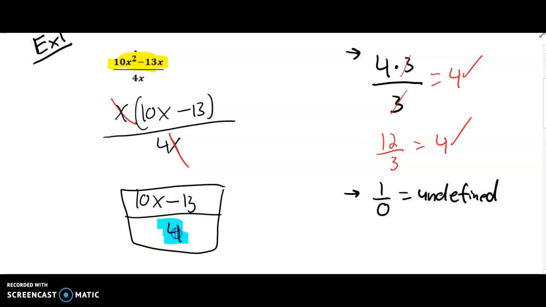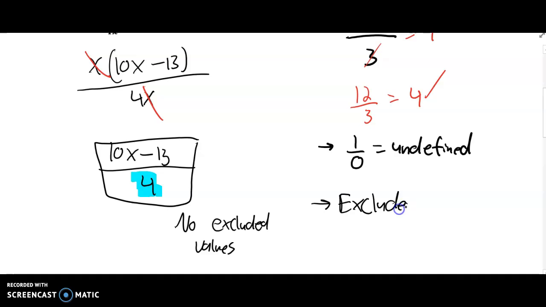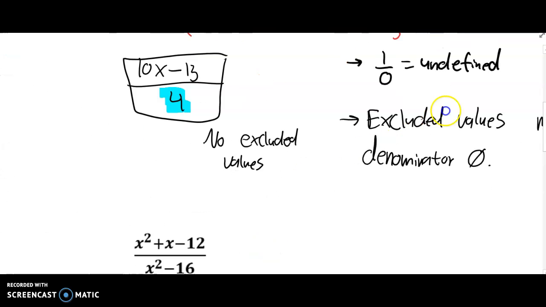The denominator is 4, so in this case, there are no excluded values. Let's pause and write this. We're going to say excluded values make the denominator 0. So it's just one little extra step at the end there. Make the denominator 0. Pause whenever you need.